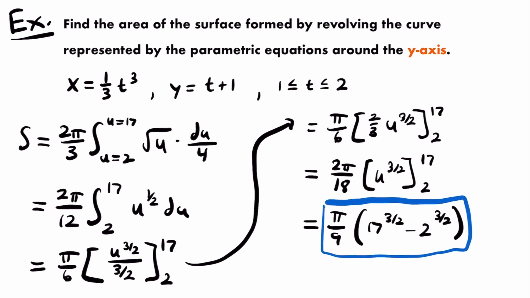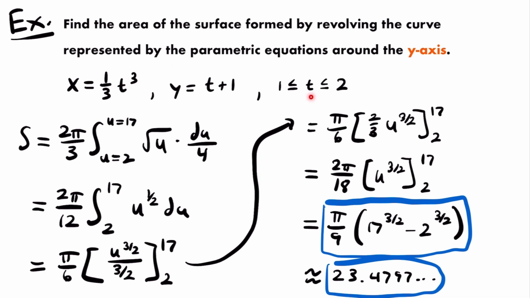That would be the exact answer, but you don't really have an idea of what that area actually is. So if you plug this into your calculator, you can get an approximate value that the area of our surface of revolution is approximately equal to 23.4797 and some more decimals. All right, so either of those answers is fine, but you should probably include the exact answer somewhere within your work. All right, but either way, both of these answers represent the area of the surface of revolution formed by revolving the curve represented by these parametric equations from t equals 1 to t equals 2 around the y-axis.